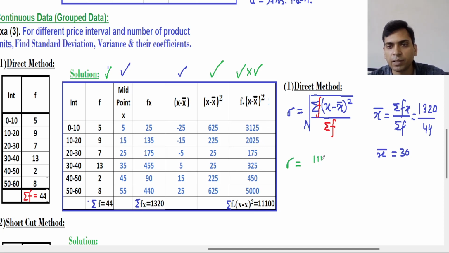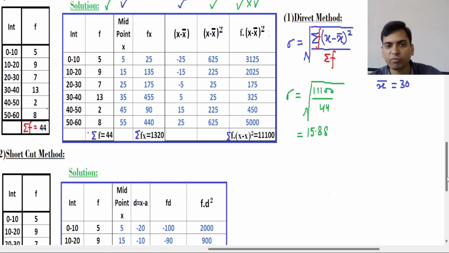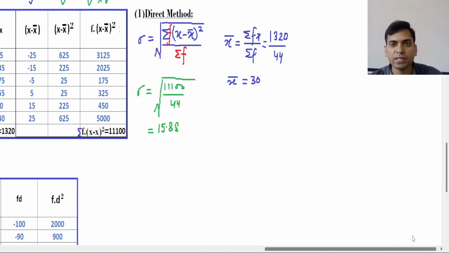So this is 11100, and this quantity is divided by the sum of frequency, that is 44, and then it's under root. Then you will get 11100 divided by 44, and under root this is 15.88.